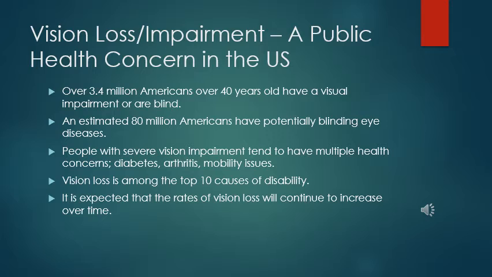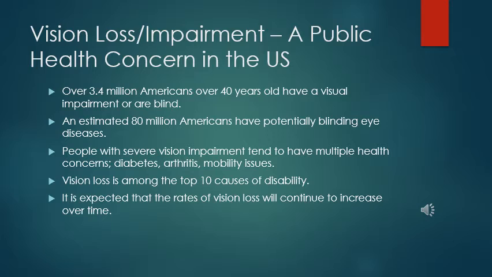According to the data published by the Center for Disease Control and Prevention, there are over 3.4 million Americans with a visual impairment or are blind and are also over the age of 40. It is estimated that a total of 80 million Americans have eye diseases that can lead to blindness.